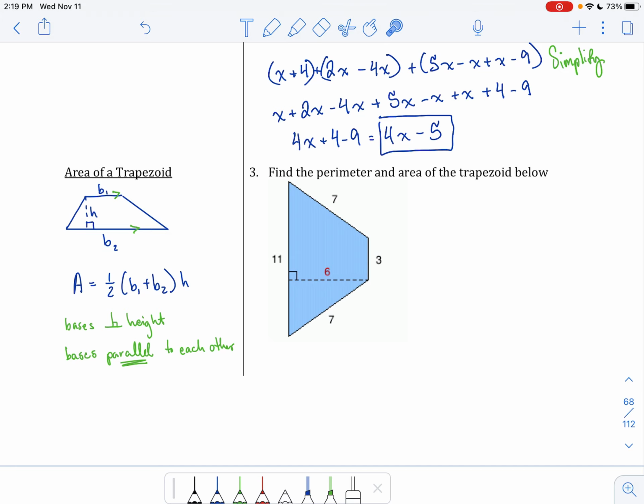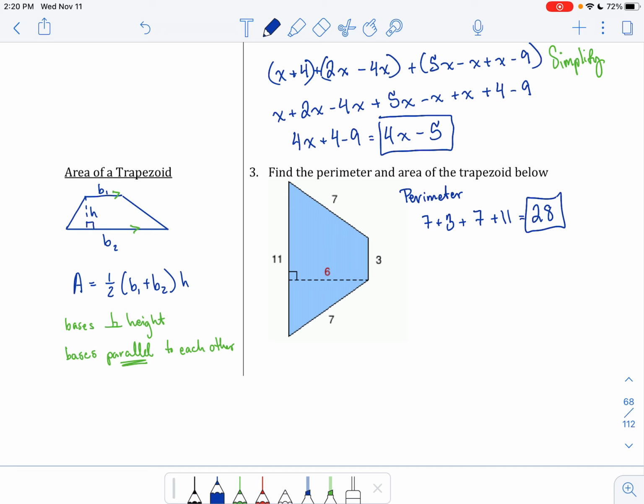So if I'm looking at number 3 here, it says find the perimeter of the trapezoid below. Now again, I'm just going to go in the order. So perimeter first. And that just means adding up the outside. So 7 plus 3 plus another 7 plus 11. Now you'll notice I'm going 7, 3, 7, 11. 6 is on the inside. 6 is not part of the perimeter. And from there, I will just add those, and they equal 28. Again, there's no unit given. It's not 28 centimeters. It's not 28 feet. So I'll just leave it like that.